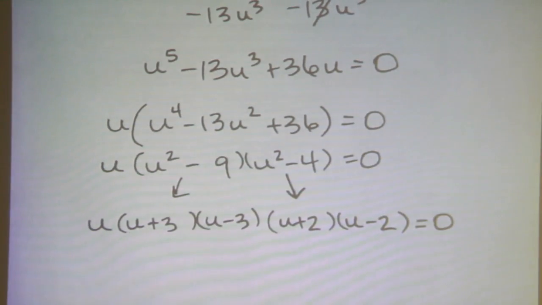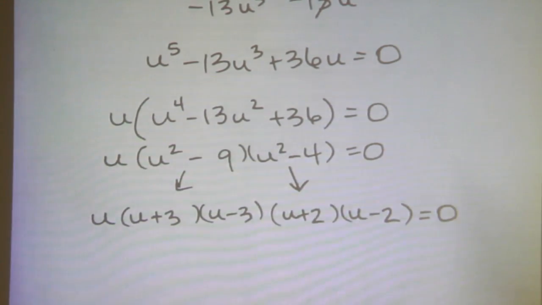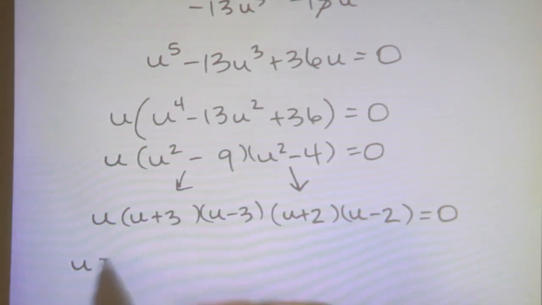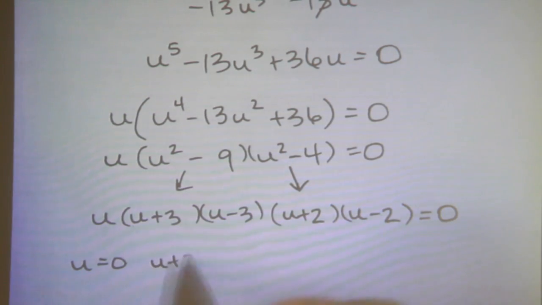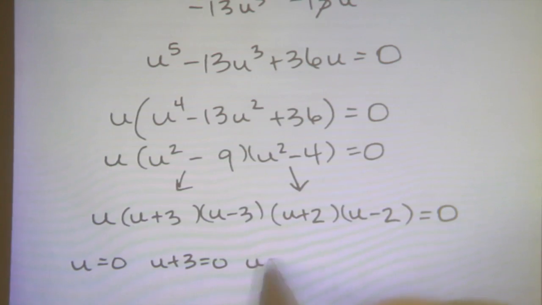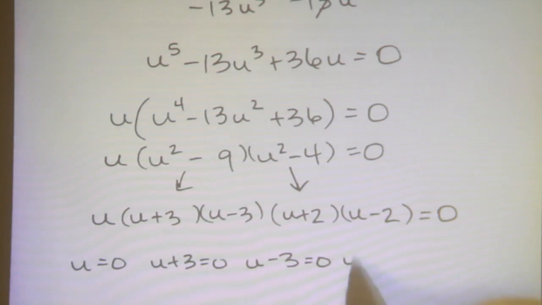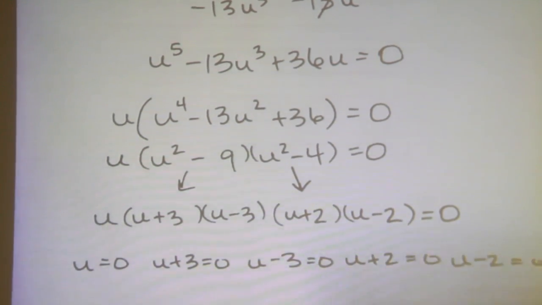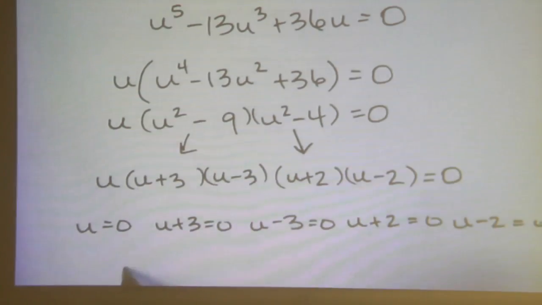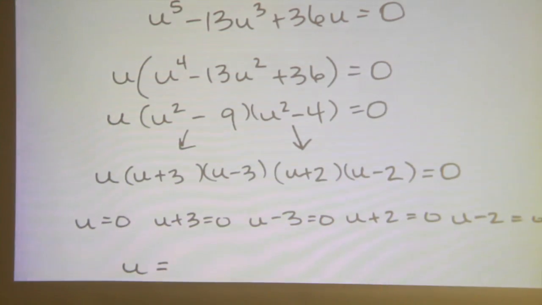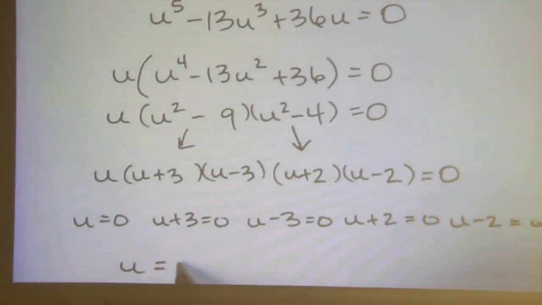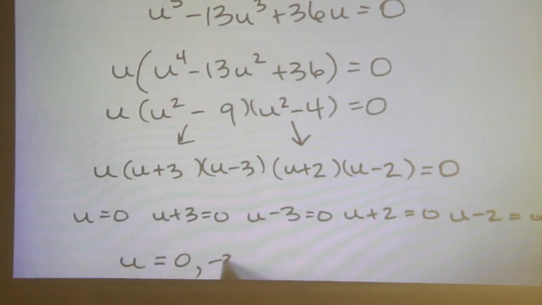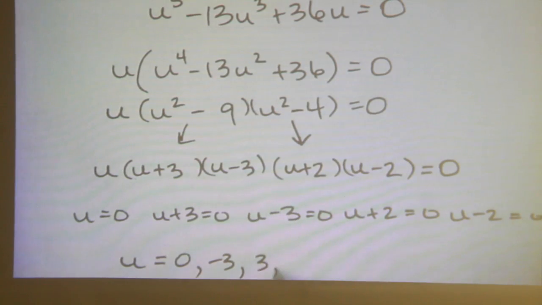Now we have several factors we need to set equal to 0. We have u equals 0, u plus 3 equals 0, u minus 3 equals 0, u plus 2 equals 0, and u minus 2 equals 0. These are all very simple equations to solve. You get u equals 0, negative 3, positive 3, negative 2, and positive 2.